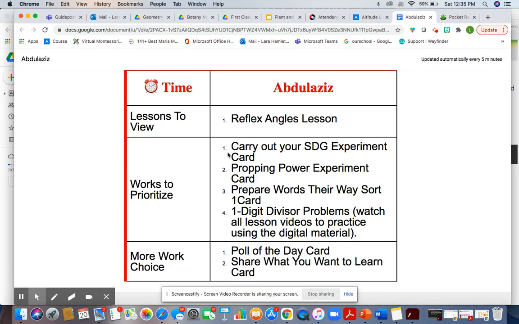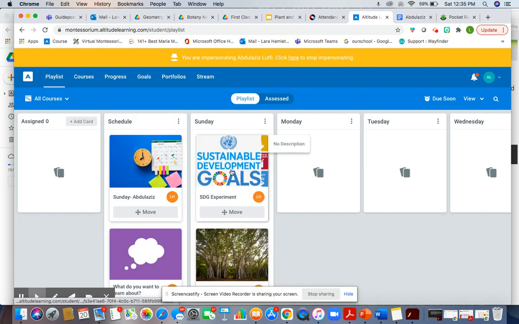Next, if we look on your work journal, there are a couple of works to prioritize. The two first ones are experiments, your SDG experiment and your propping power experiment you chose Thursday. Both of those are also for Sunday.